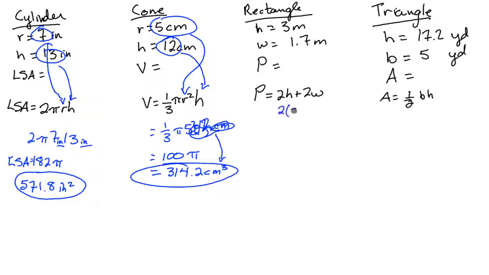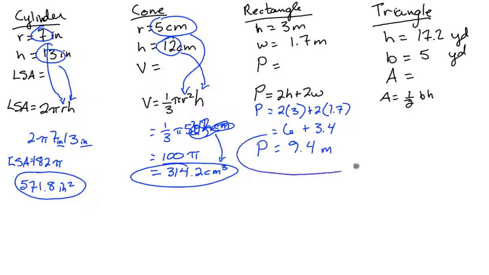All right, perimeter, 2 length plus 2 width, or 2 height plus 2 width, and we get 2 times 3, plus 2 times 1.7. So the perimeter is going to be 6 plus 3.4 equals 9.4 meters. Now notice the perimeter is just the length around, so it doesn't become meters squared. And you can see that in the formula. If this is meters and this is meters, they're just like terms and they add. They don't times each other and become meters squared.